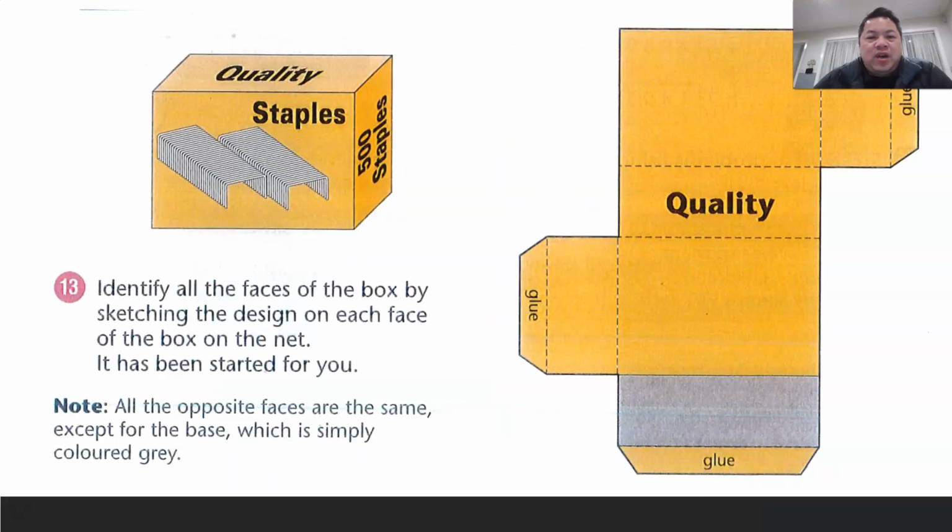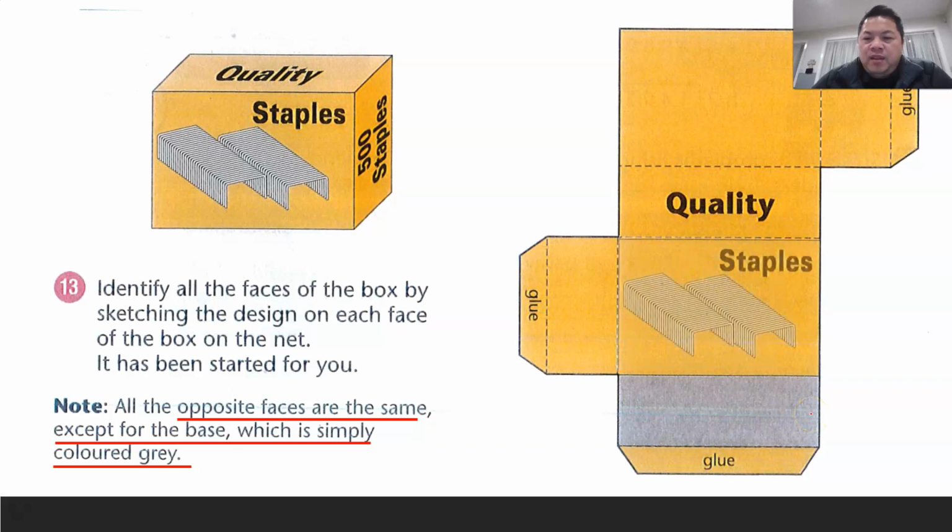Next part is to identify the particular shapes. I'm going to spend some time drawing the shape. Just blink your eyes and you can see my beautiful drawing very soon. So remember, the condition given to you is opposite faces are the same except for the base. So the base is here, the gray color part. So look at my drawing. Isn't that beautiful?